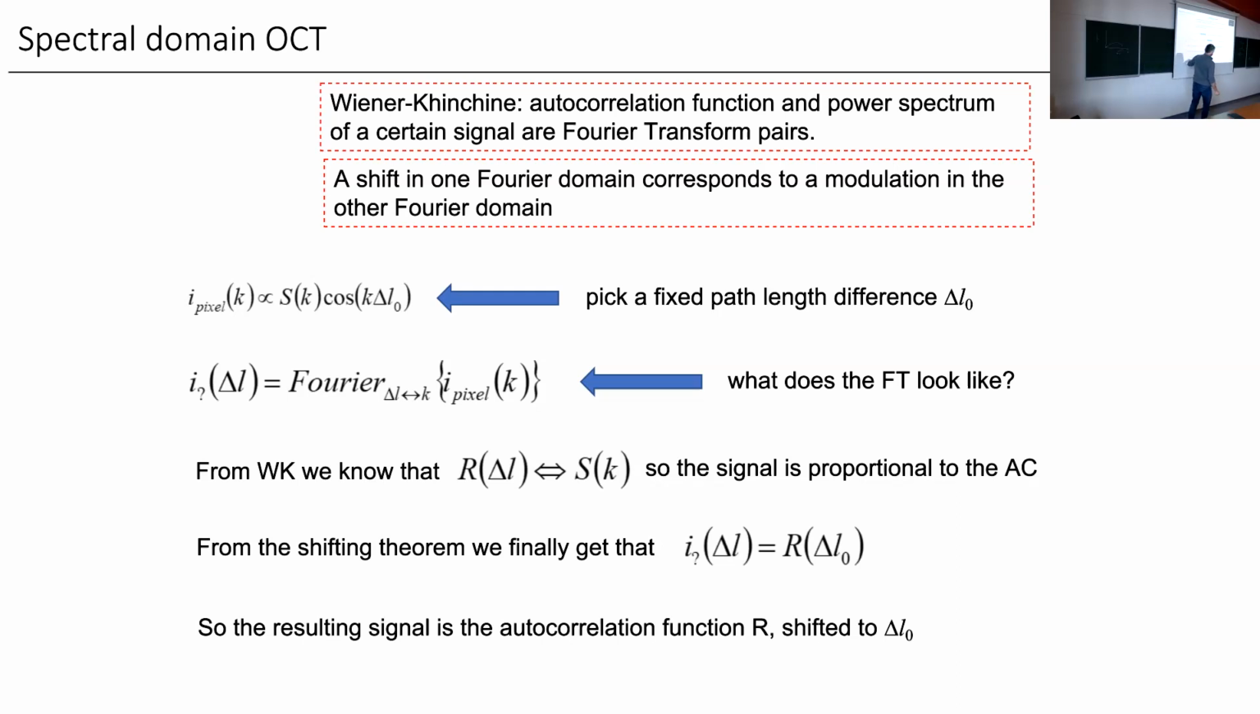So what you get in the end is: you take the spectrum, make a Fourier transform, and you get your location.